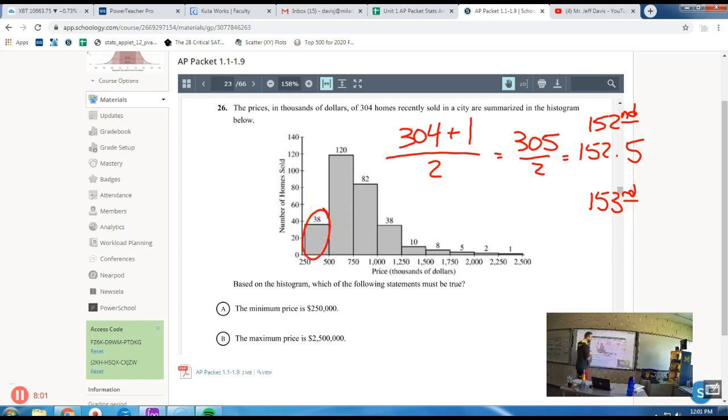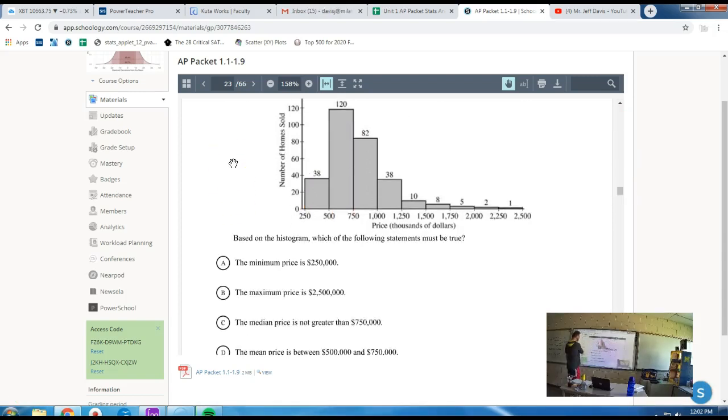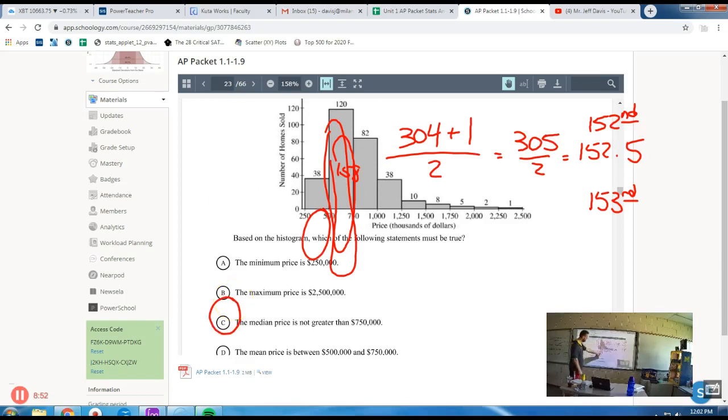I know I've got 38 of them there. And by the time I get done with this section, 38 plus 120, I've got 158. So my 152nd and 153rd must be in here. I don't know where. I know they're between 500 and 750, so the median is somewhere in this range, but I don't know exactly where. That's why it says the median price is at most 750, because we know we have to be in this range, but it could be slightly higher, it could be a little bit lower. It's possible every single data point in this bar is at 501. That would be the median, but we don't know that.